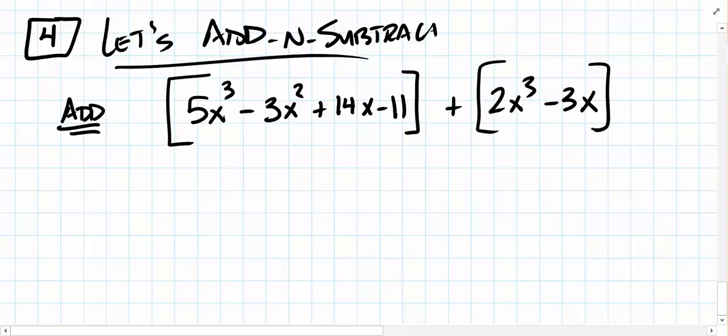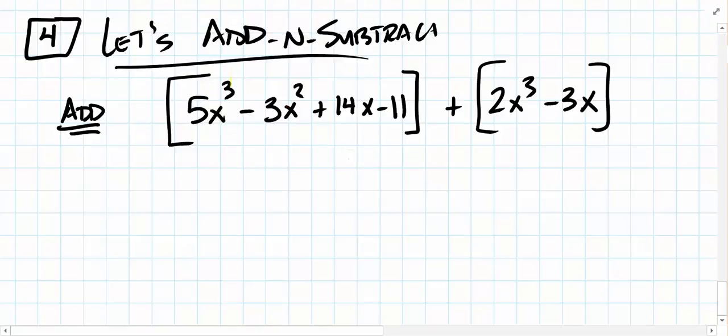The cubic binomial. Very good. So I have a cubic binomial. All right, great. So here's how you do this. All you've got to do is add the like terms up. It's really that simple. Look, I have x cubes here and I have x cubes here.